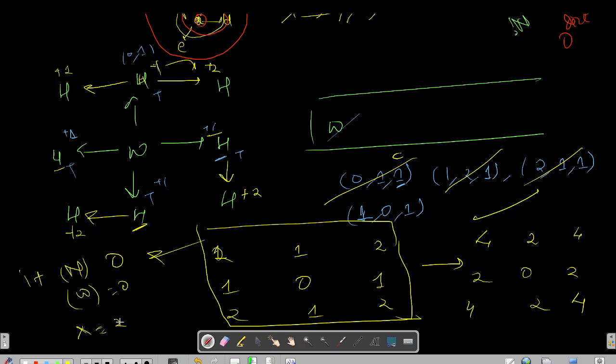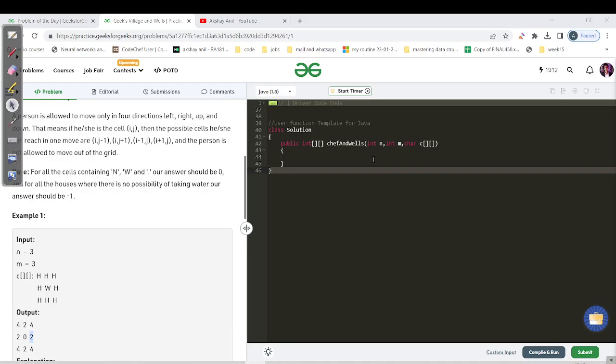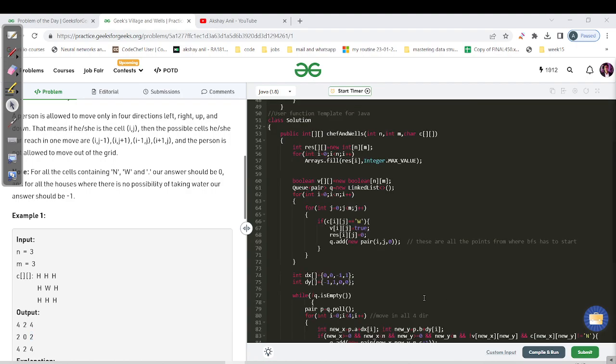Star equals 2. Okay, so again we will not do the live coding here because we have done this BFS multiple times. The same boilerplate code will be written. So let me do that for you and then we'll proceed ahead. Okay, so that's the code here.